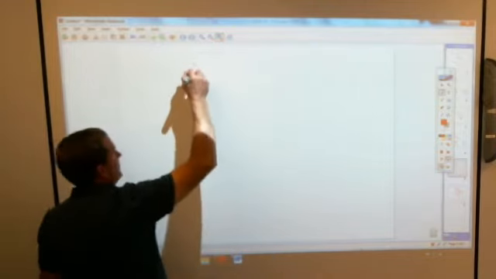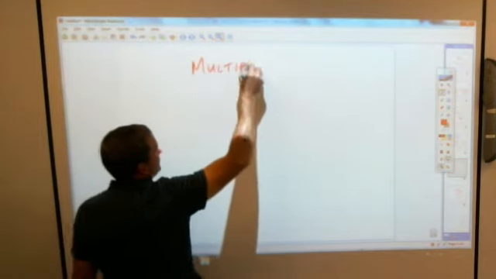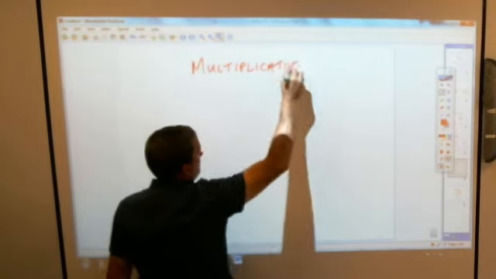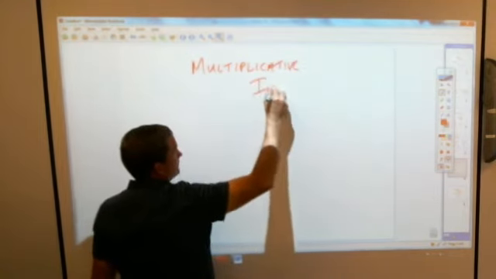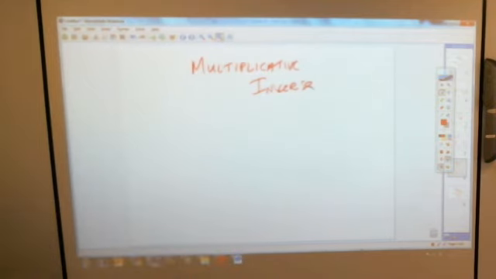Write this down: multiplicative inverse. Multiplicative inverse. Multiplicative inverse. Anybody want to throw a dart at that one?